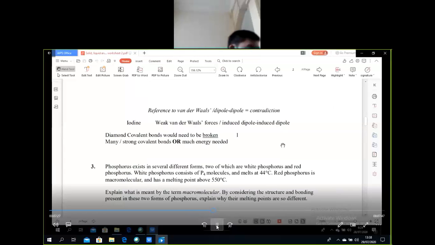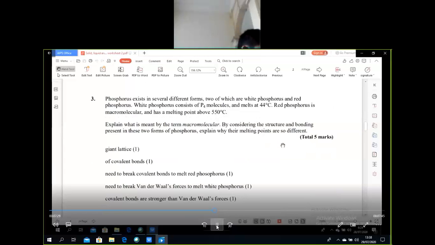Number 3. Phosphorus exists in several forms, two of which are white phosphorus and red phosphorus. White phosphorus consists of P4 molecules and melts at 44 degrees Celsius. Red phosphorus is macromolecular and has a melting point above 550. So these two came from the same phosphorus but in different forms, so we can call this an allotrope of phosphorus.